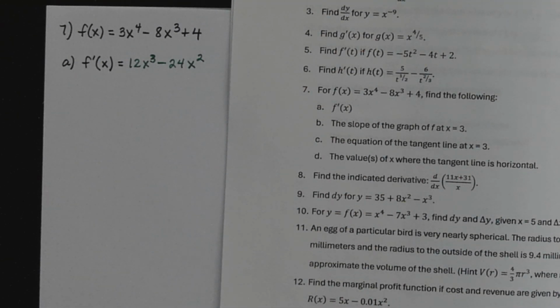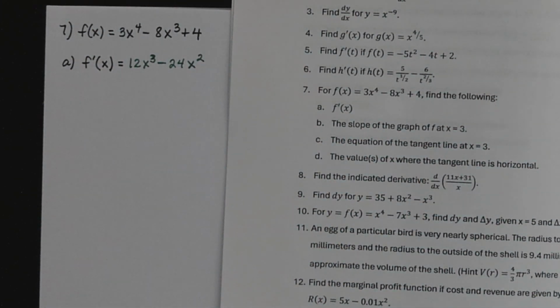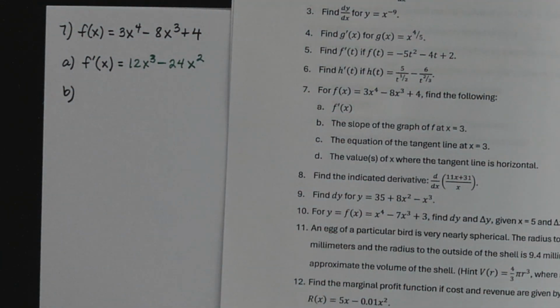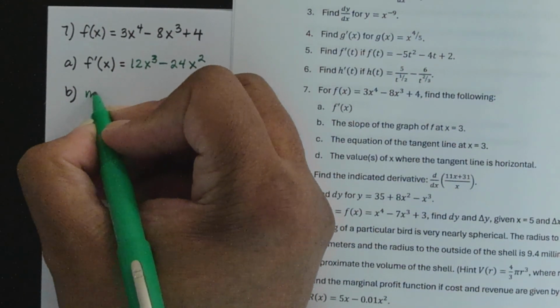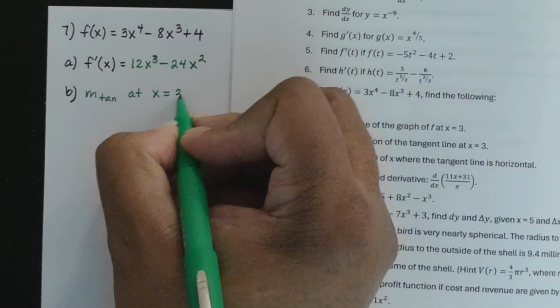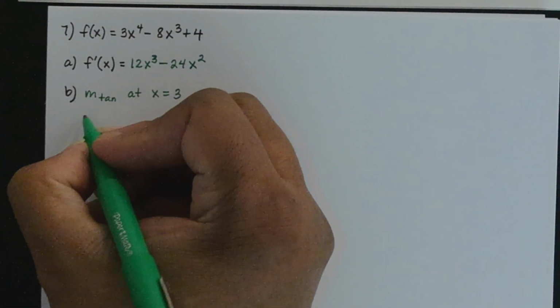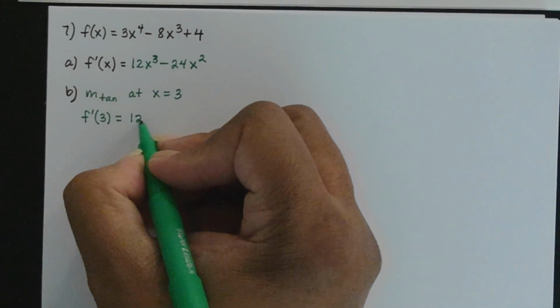That's part A. Part B, they want the slope of the graph of the function at x is equal to 3. So that's actually finding the slope of the tangent line at x equals 3, because that first derivative represents the slope of the tangent line. So we take that first derivative and substitute each x with 3.